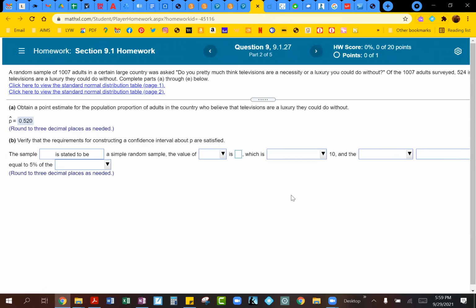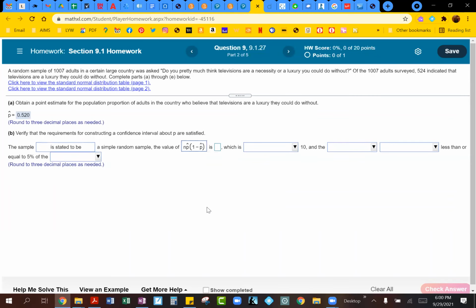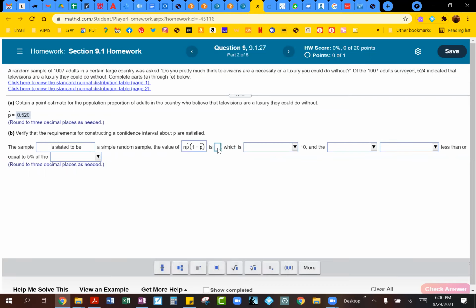So that's kind of what this part B over here is talking about, verifying the requirements. So in this case, of course, we would say the value of, and this is where you're looking at this multiplication of n times the p hat times the 1 minus p hat. So that's the value we are looking at. And what will this calculation come out to be?